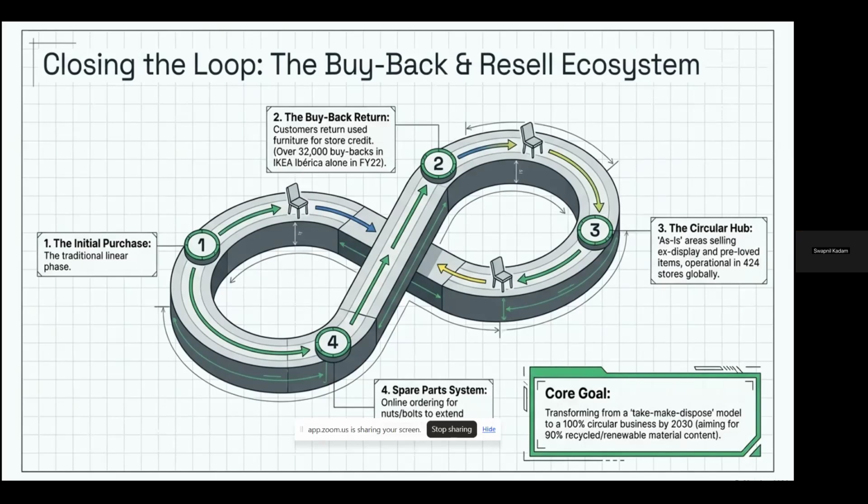Mercedes cars never get sold in the same showroom where they sell the new cars. Do you know that? They will keep a separate store for the resale cars. Okay, so we need to change this thought process. We have to take pride in the circularity. We need to take pride in this.